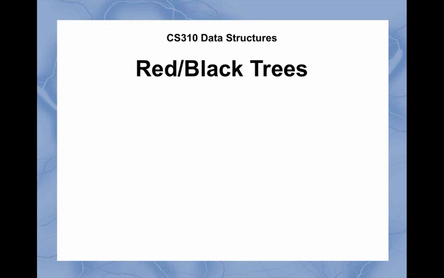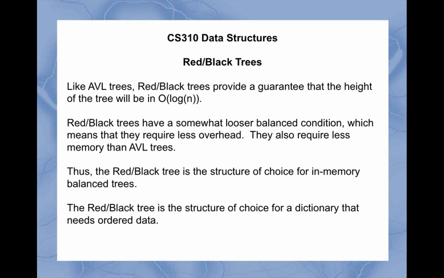In this lecture, we want to look at red-black trees. Red-black trees, like AVL trees, are balanced. That means that the height of the tree grows at the rate big O of log n as new insertions occur. Red-black trees are an alternative to AVL trees. They have a somewhat looser balanced condition, and this means they require less overhead. They also require less memory than AVL trees.